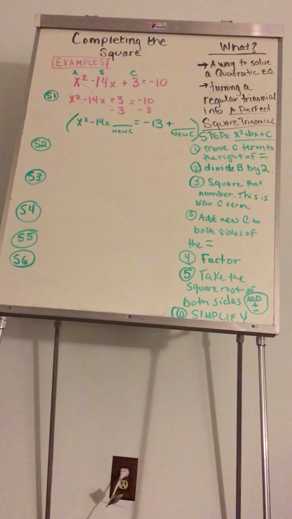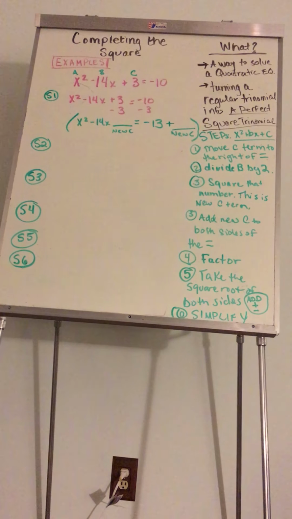Okay, so what it is, again, is a way to solve a quadratic equation. What you do is you are turning a regular trinomial into a perfect square trinomial, which, if you recall, a perfect square trinomial is a squared plus or minus 2ab plus b squared. That's why we learned it in the last unit in factoring, so we can learn how to deal with it now. So again, I'm going to take a trinomial that is not a perfect square trinomial and make it into one.